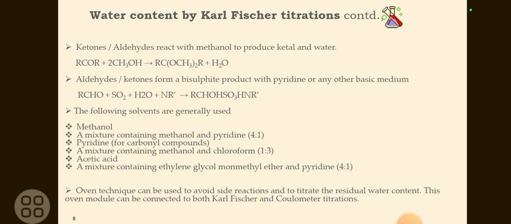So the oven technique can be used to avoid the side reactions in the water content determinations. This oven module can be connected to the Karl Fischer coulometry. So if you want to avoid solvent titration, there is a technique present in the coulometry, that is the thermoprep technique. We can call it the oven thermoprep.